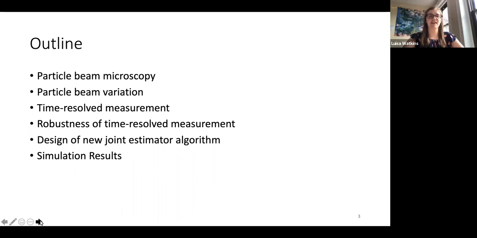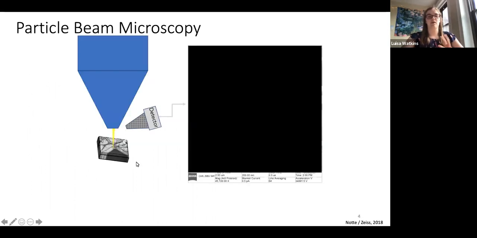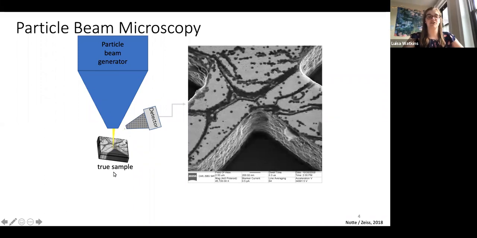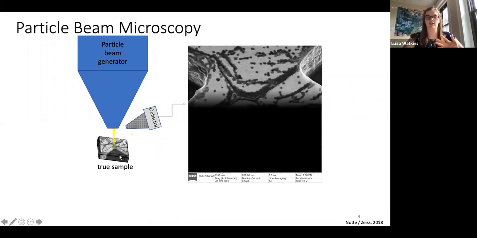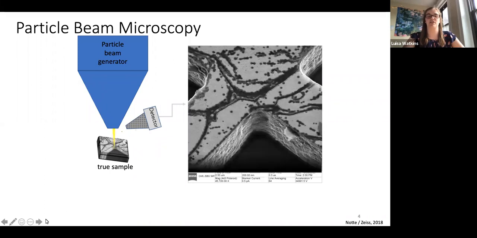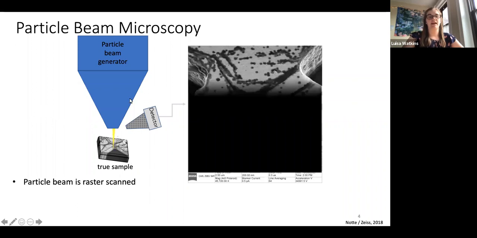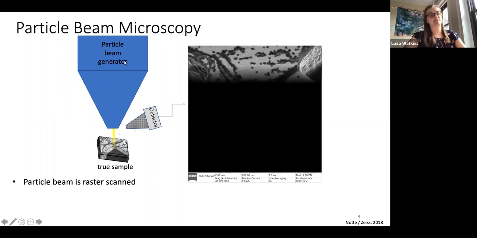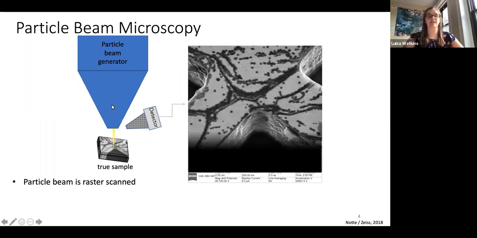So again, first we're going to be starting with how this whole scenario looks. As I mentioned, this is not an optical microscope. We're dealing with a particle beam microscope where we have this particle beam generator. And the idea is that we have this true sample and we don't know what it looks like. The whole idea is we're trying to reconstruct an image of what it looks like. And in this setup we have this generator that generates a beam of particles.